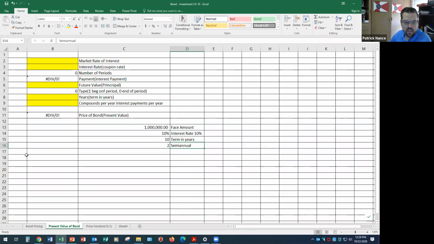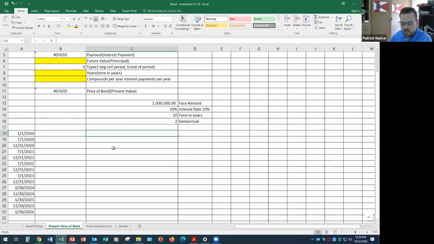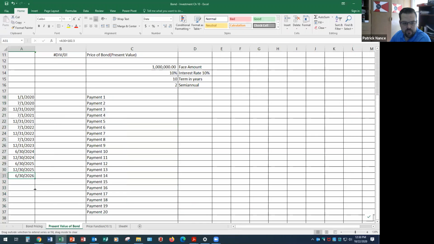So what that would actually look like if you buy this bond: if you invest in this bond, and let's say that the bond started on January 1st, 2020, that means that every 6 months for 10 years, that's a total of 20 payments. So we got payment one, payment two, interest payment, and so on, all the way down to 20 payments. Okay, so every 6 months.